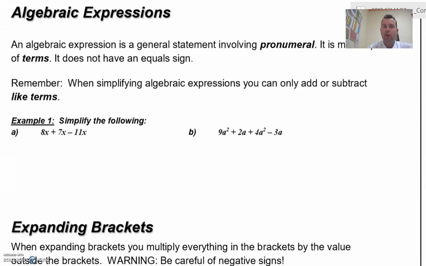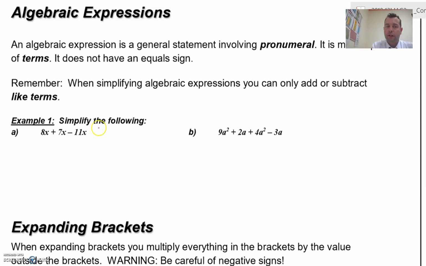So today what we want to look at is simplifying expressions. First of all, we want to look at collecting like terms. Now remember that like terms are identical except for their coefficients. So all of the pronumerals, all of the powers have to be the same. We'll look at example 1 here.